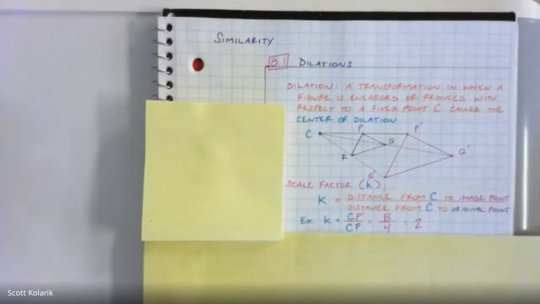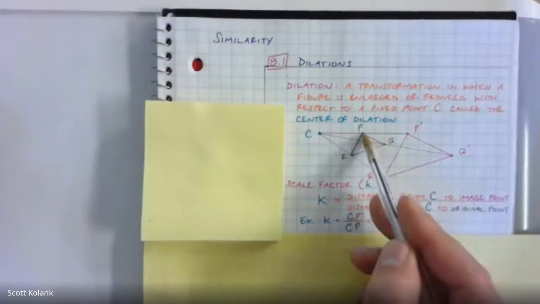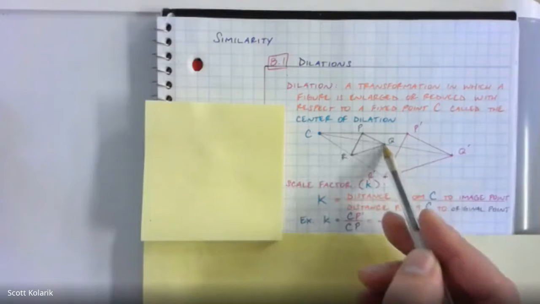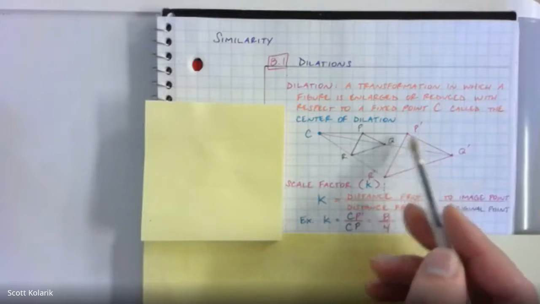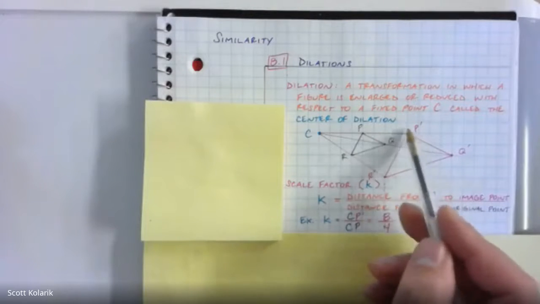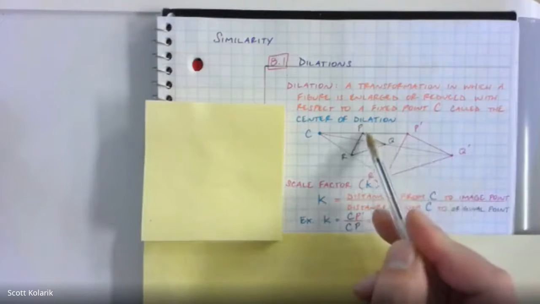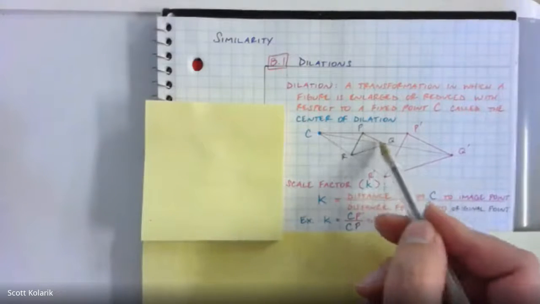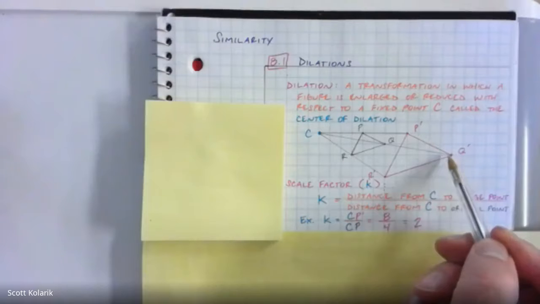So if I were to actually take out a ruler and measure the side length from P to Q and found it to be, I don't know, 2 miles long, that would mean that in order to find out what the distance was from P prime to Q prime, I would take that distance and multiply it by the scale factor of, in this case, 2. So 2 miles would become 4 miles. Okay.